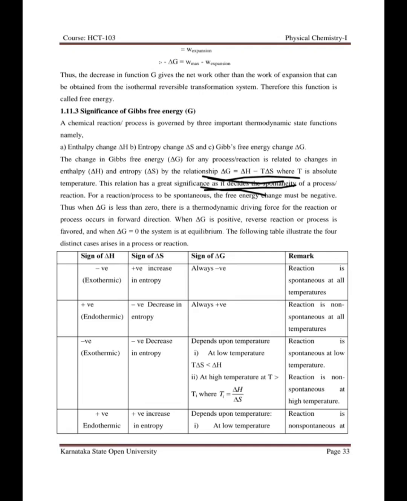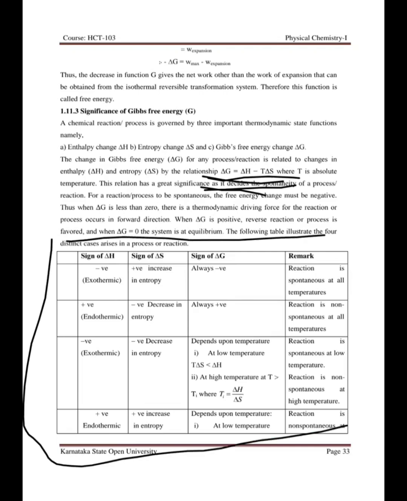So there is a table where you express how the reaction is taking place, whether it is spontaneous or non-spontaneous in a system. You should know the signs of delta H, delta S and delta G. Delta H is the enthalpy, delta S is the entropy, and delta G is the Gibbs free energy.